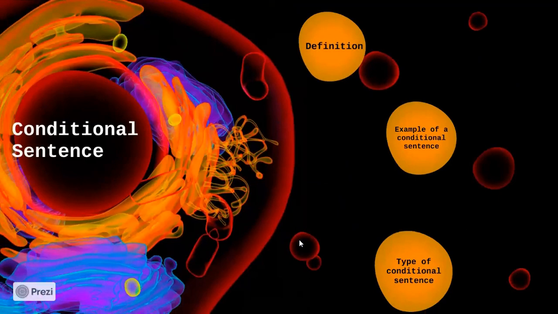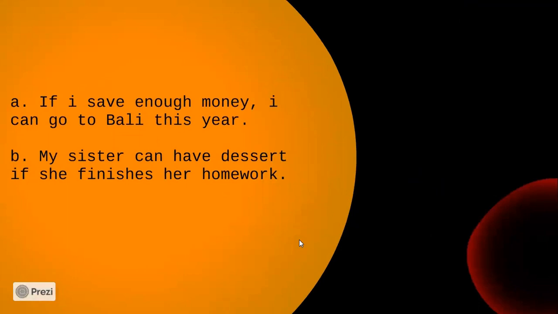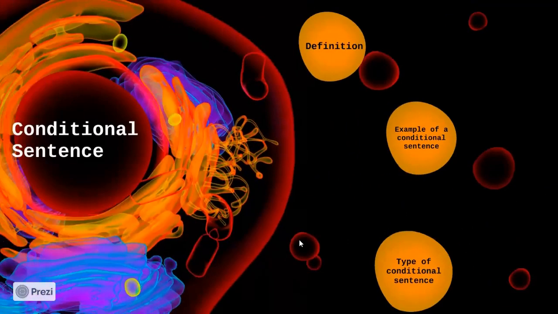Second is example of conditional sentence. A. If I save enough money, I can go to Bali this year. B. My sister can have dessert if she finishes her homework. And the third type of conditional sentence.